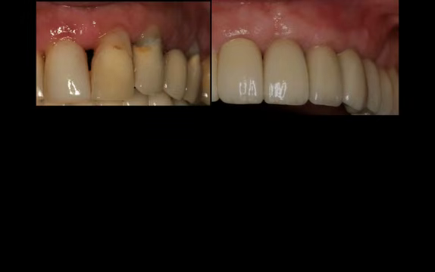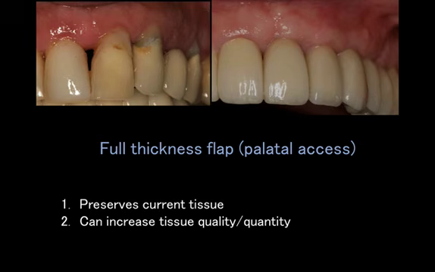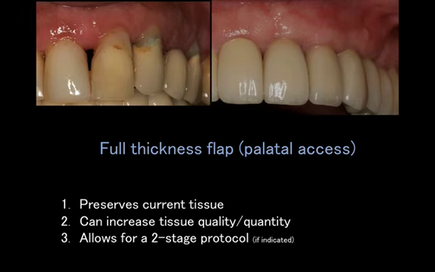And you can see that the soft tissue profile is very pleasing in terms of the tissue quantity and the quality, especially considering where this patient started from with a lot of tissue and bone deficiency as a perio patient and getting a very adequate result. So using a full thickness flap with a palatal access allows you to preserve the current tissue, allows you to bypass poor tissue quality, and also gives you the option to choose between a one or two stage treatment protocol, and that's totally up to you.